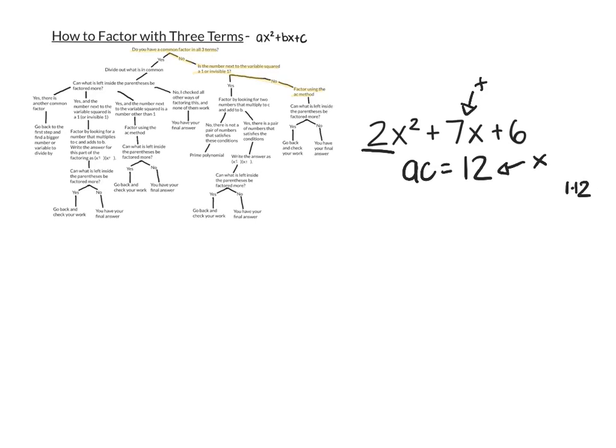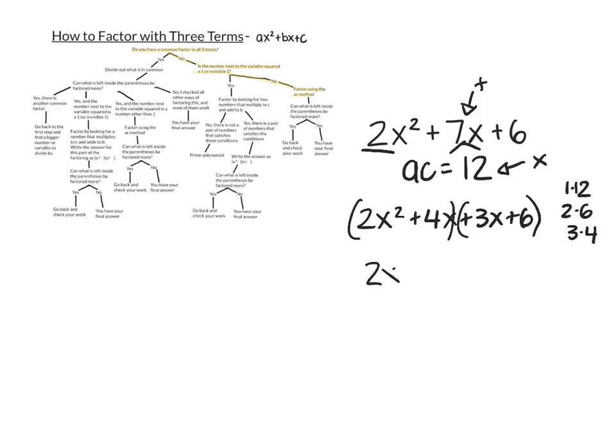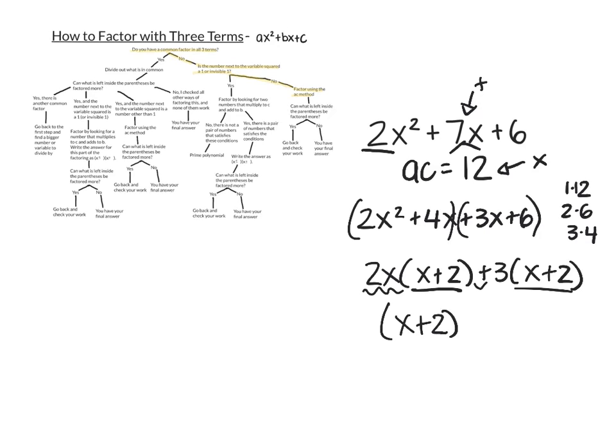1 times 12, nope. 2 times 6, no. 3 times 4, yes. So then we break this apart. The 7x, we can split it up into 4x and 3x. Then we divide it into groups to get 2x times x plus 2 plus 3 times x plus 2. The parentheses are in common, so I'm going to factor that out. And I'm left with a 2x and a plus 3. All right, so I factored using the AC method.